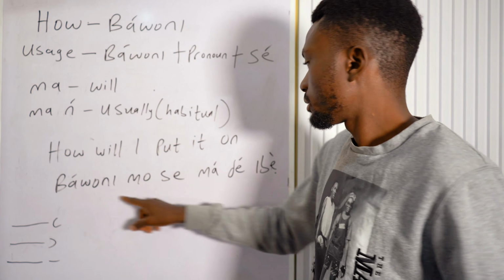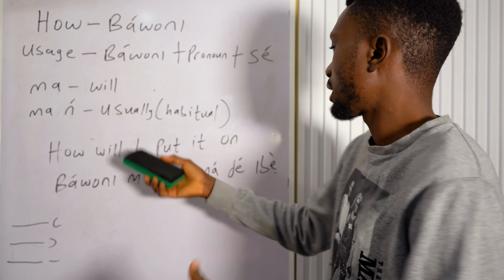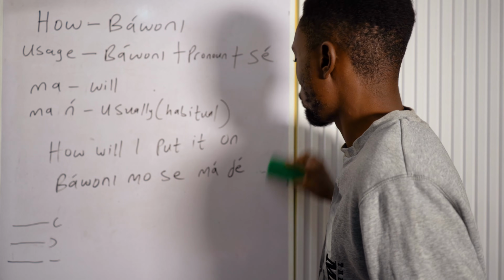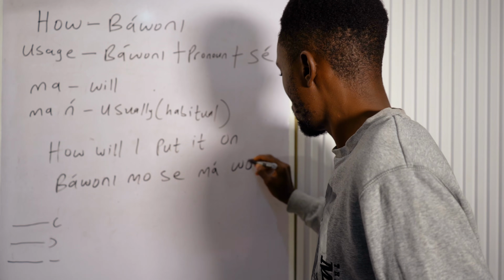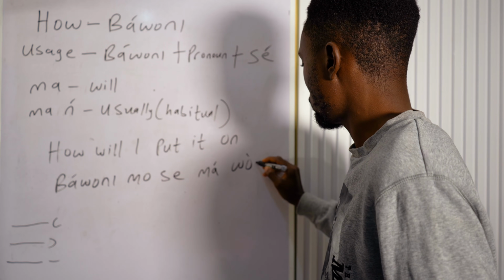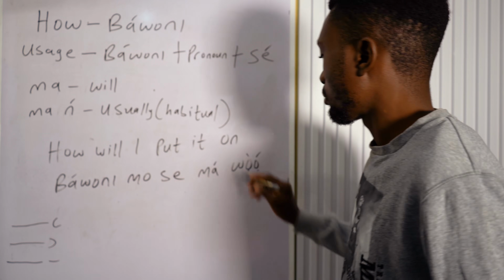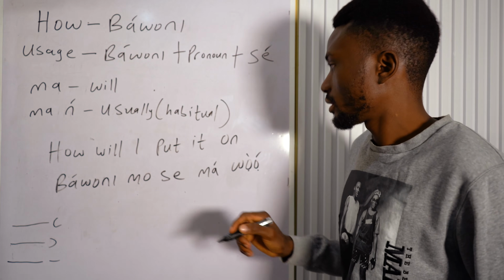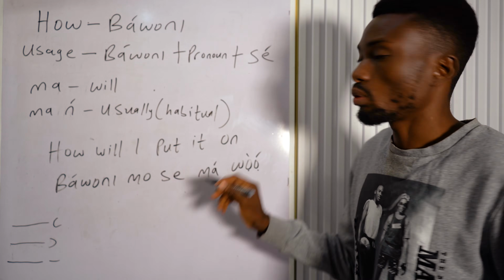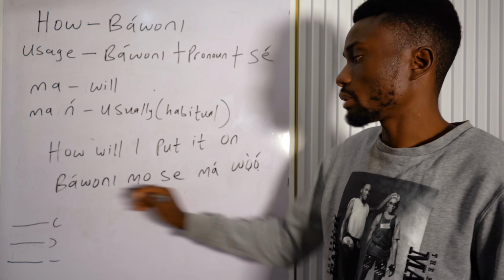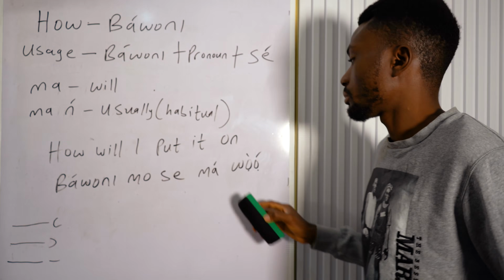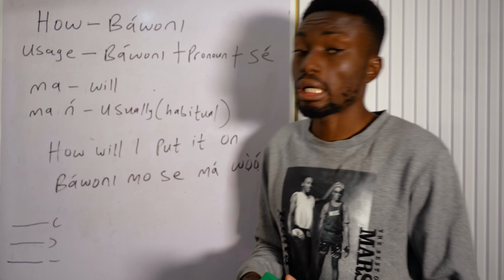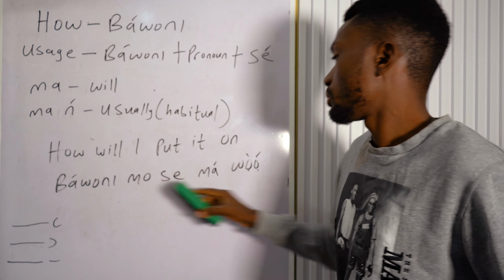So báwo ni mo ṣe máa wọ̀? How will I put it on? Báwo ni mo ṣe máa wọ̀? How will I put it on? But if it's like maybe an appliance, it will be báwo ni mo ṣe máa tàn?